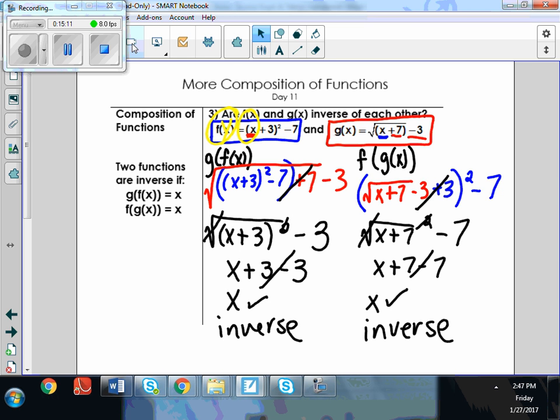I don't know where the thing went. Oh, there it is. I'll have to shorten that.